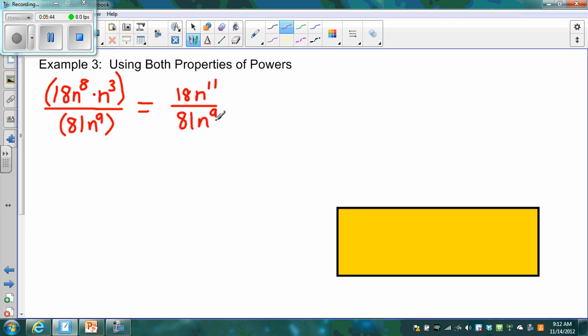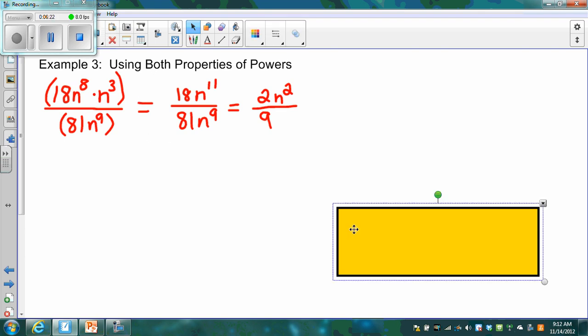We can then simplify these numbers because we know 9 goes into both. This is a pretty easy one. 9 goes into 18 2 times, and 9 goes into 81 9 times, and we're left with n to the 11th divided by n to the 9th. 11 minus 9, because it's division, leaves us with n squared. So our answer would be 2n squared divided by 9. That's how we can combine both the product and quotient properties.